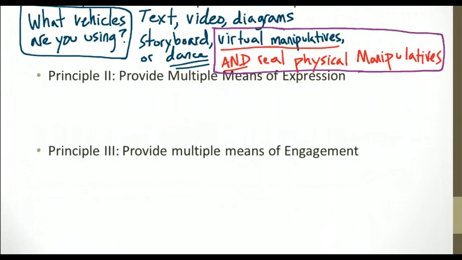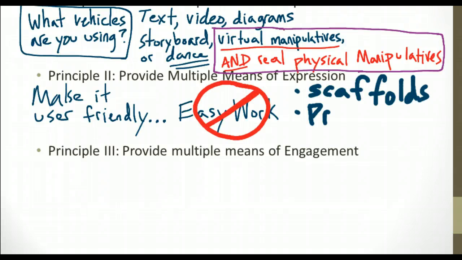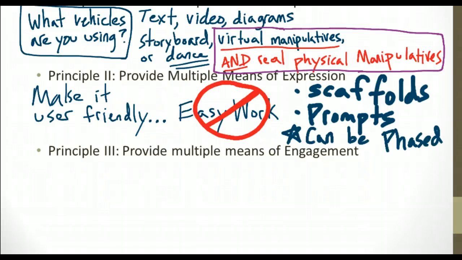Principle 2 is provide multiple means of expression. To me, that says make it user-friendly. Now the problem is, does that mean easy work? No. It means you can use scaffolds, prompts. These are little tools to help your students along the way. Eventually, the idea would be to have some of these tools be phased out.